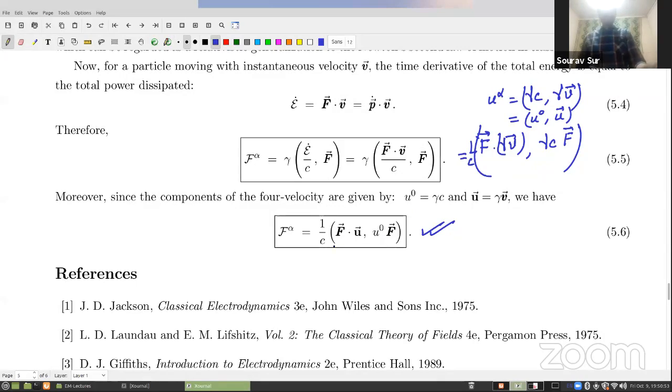You see, this is the three-dimensional force, but relativistic. And this is the spatial component of the 4-velocity. This is the time component of the 4-velocity, and this is again the spatial component of the 4-force.